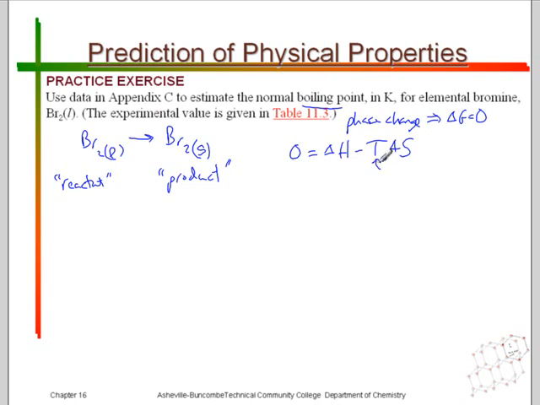T is that temperature. If we solve for T, what we have is delta H over delta S. Look at that. As soon as I said it, I wrote it backward. Isn't that funny? Delta H over delta S. This is of the reaction. Well, I would put quotation marks around it, because this is not a reaction, it's a phase change. But it's essentially the same.